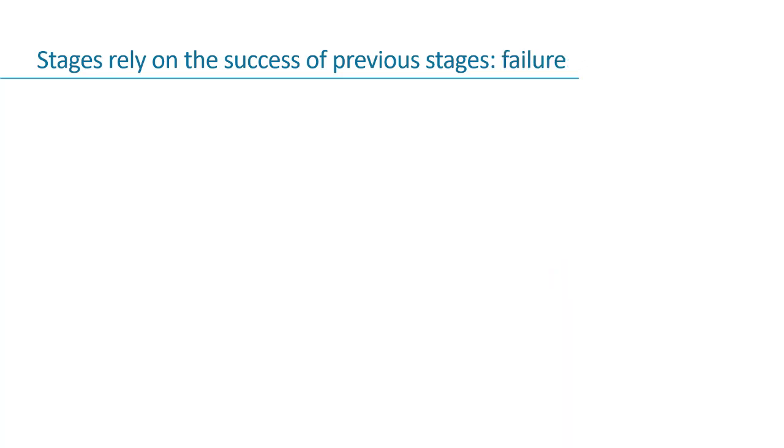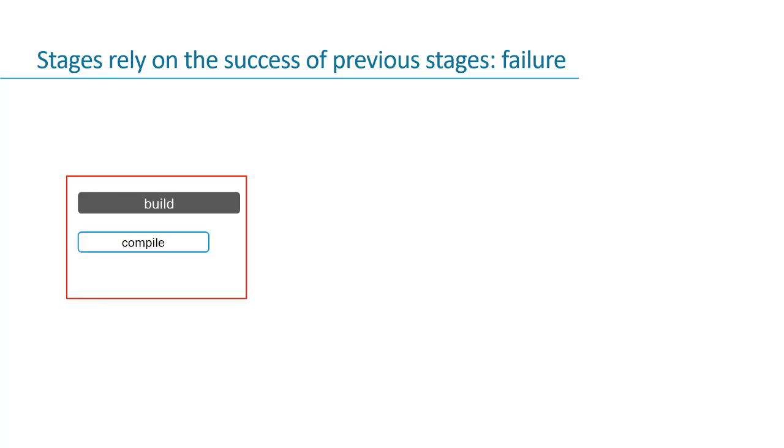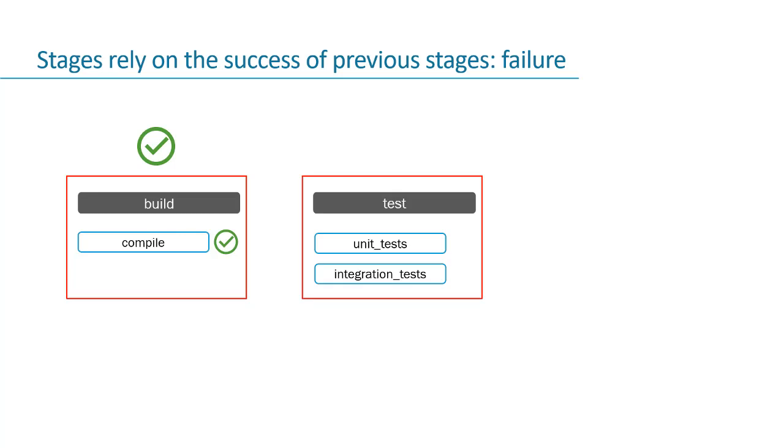All right, so a similar example to what we have before is we have the build stage, and that build stage has a compile job. So if that job is successful, then the stage is successful and we're going to move to the next stage, and then this next stage is going to be the test stage. Let's assume the unit test is actually successful and the integration test is not really successful, right?